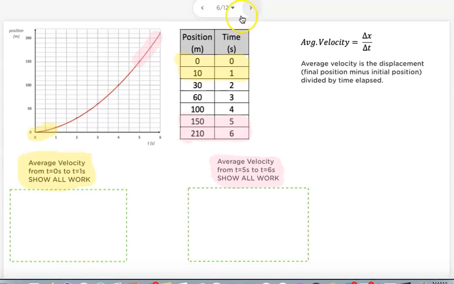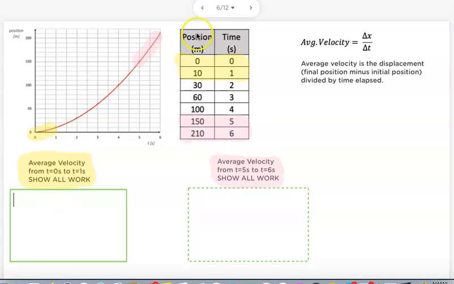All right, so we're going to work this example here. We have a position time graph where it's a curve. That curve tells us that the slope is changing, which means the speed is changing. So let's calculate the average velocity in the first second, and let's calculate the average velocity in the last second. Because it's hard to read the values on the graph here, I've given a data table, and you can see the yellow and the pink sections. And the formula is right here. Average velocity is the displacement over the change in time.